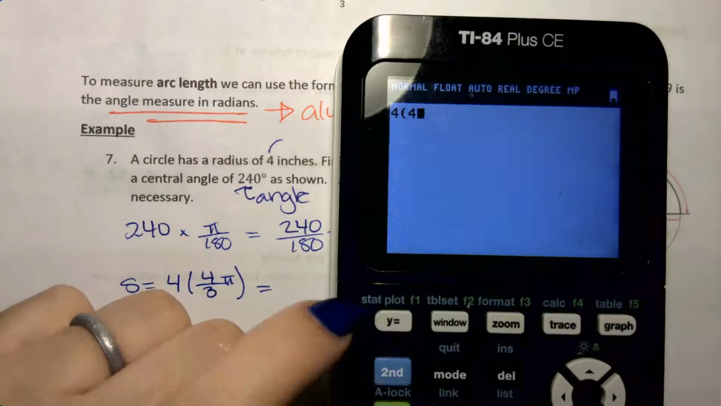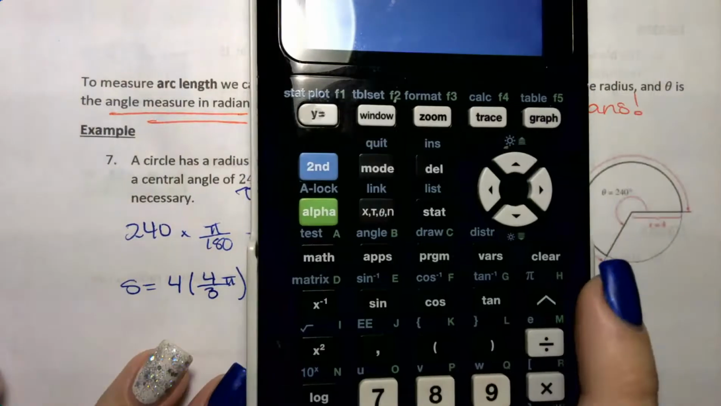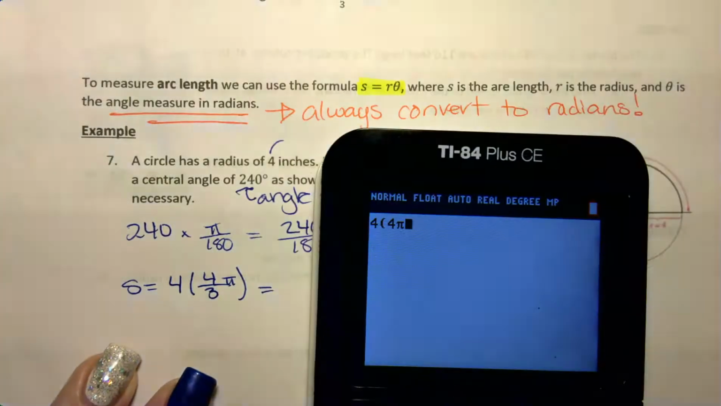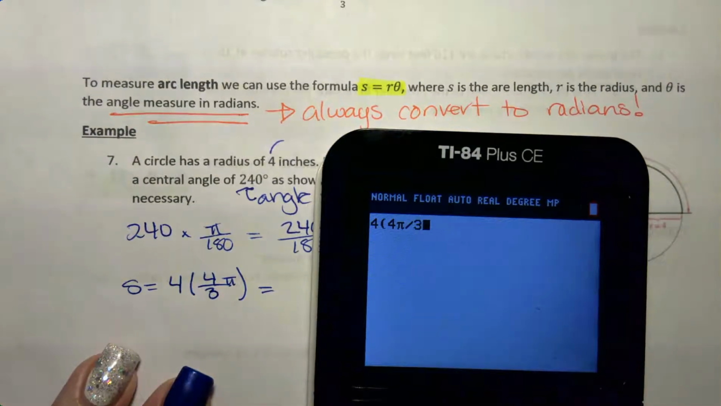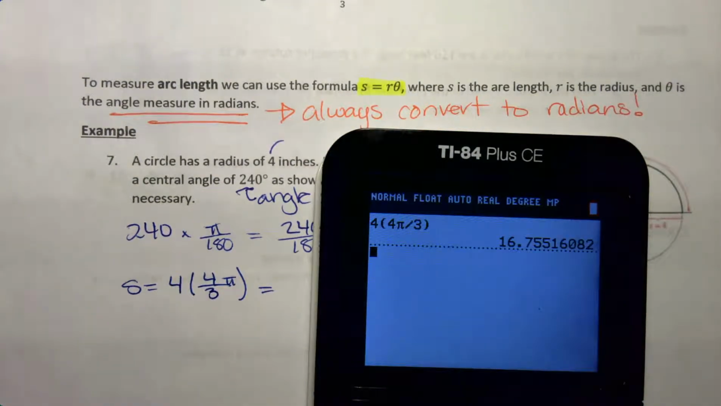So to get pi on the calculator, I'm going to go second, which on my calculator is this blue button right here. And then pi is right above this exponent caret button. So then I press that. Then I divide by 3, close off my parentheses, and press enter. This wants it to the nearest hundredth, which is 2 decimal places. So my answer here is 16.76.